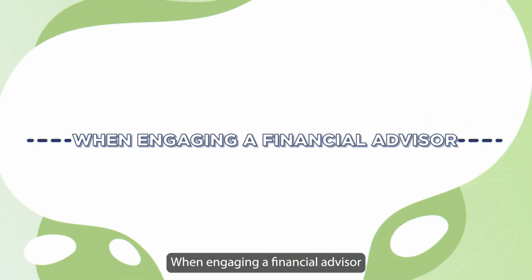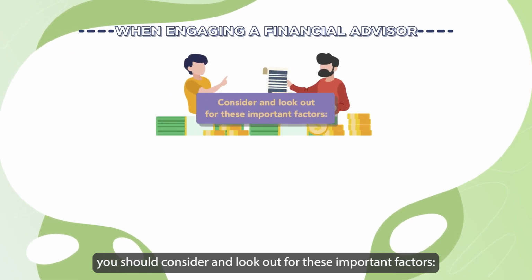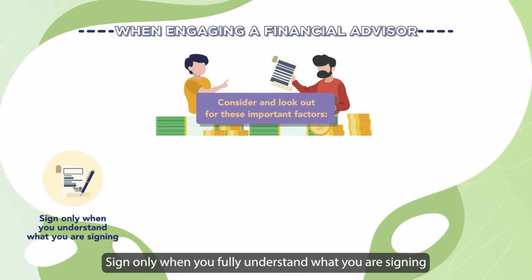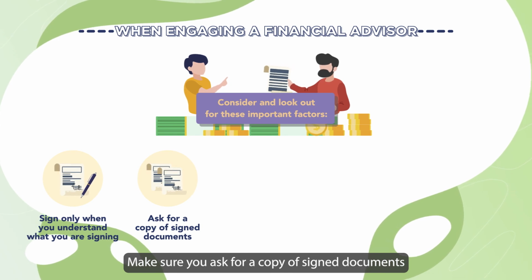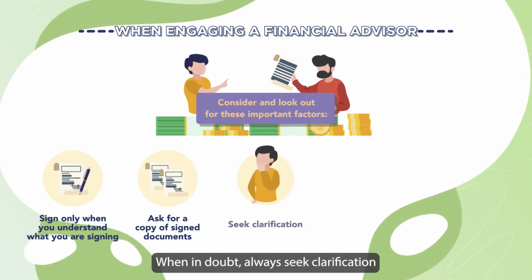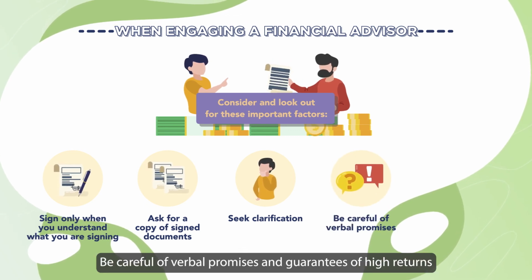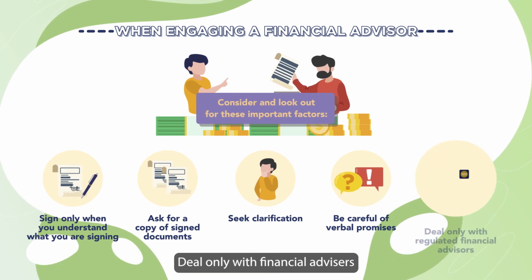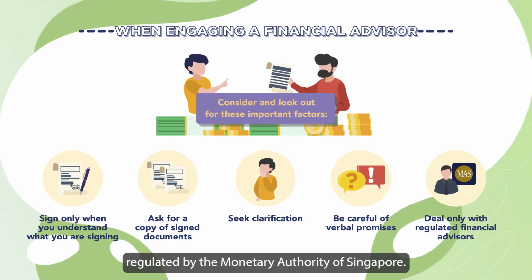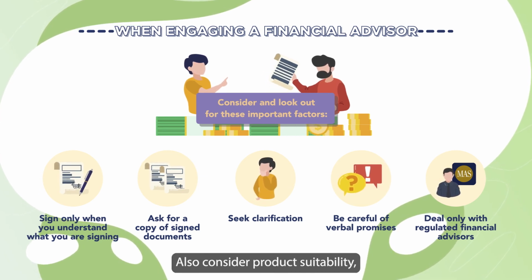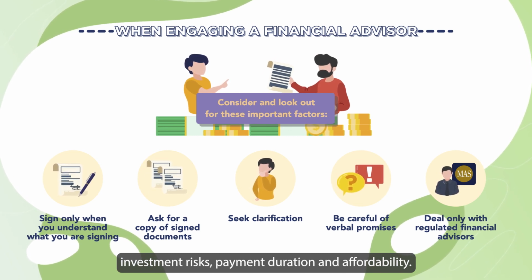When engaging a financial advisor, you should consider and look out for these important factors. Sign only when you fully understand what you are signing. Make sure you ask for a copy of signed documents. When in doubt, always seek clarification. Be careful of verbal promises and guarantees of high returns. Deal only with financial advisors regulated by the Monetary Authority of Singapore. Also consider product suitability, investment risks, payment duration, and affordability.